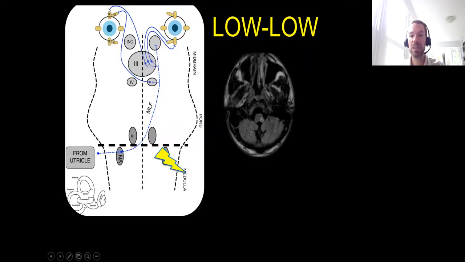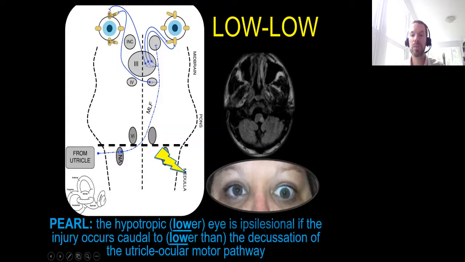We are on the left side. This is the same example of a left lateral medullary Wallenberg syndrome, the same patient that I just showed. Here is a clear example of the left eye being lower on the side of the lesion. And we can use this low-low rule. That is, the hypotropic or lower eye is going to be on the same side as the lesion if the injury occurs caudal to, lower than, the decussation of the utricle-oculomotor pathway. So low-low. We are lower than the decussation, and the ipsilesional eye is the lower eye. Low-low.